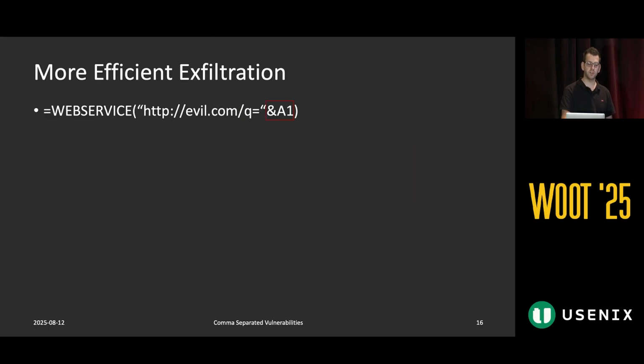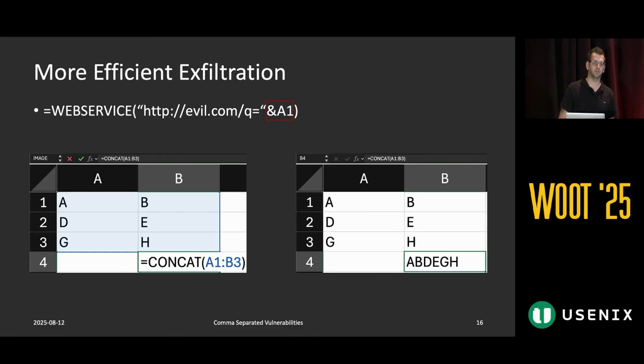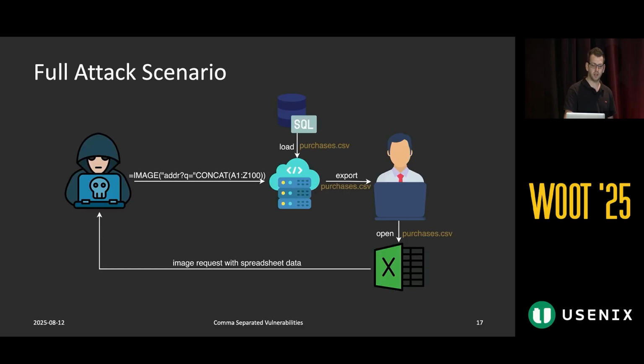So we searched for a more efficient way, and we came up with this concat formula you can use to concat ranges of data. In this example, we concat the values of A1 until B3, and then we get a concatenated string out of these values. So this brings us to our full attack scenario, where an attacker tries to insert this image formula, maybe as part of his username, and exfiltrates, in this case, all data from cell A1 until Z100. And later on, another person exports this data, and when it's opened in Excel, then with the image request, the data will also be sent to our attacker.